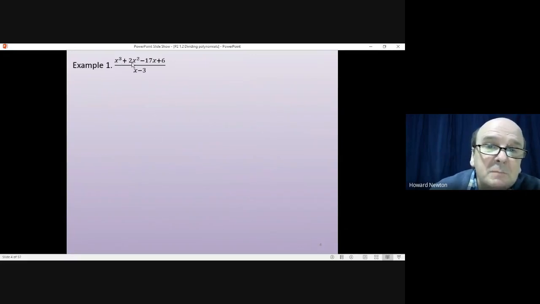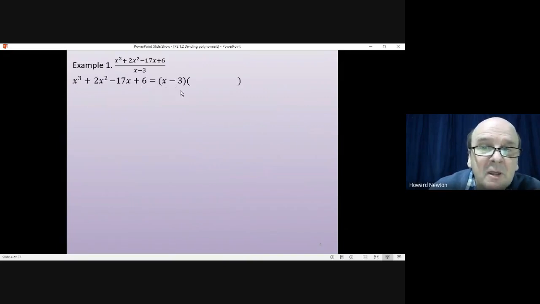So if you had x cubed plus 2x squared minus 17x plus 6 divided by x minus 3, then you can write that as the numerator equals the denominator, x minus 3, times something. And you're trying to work out what that something is. The way you do it is you start with the highest power of x. So x cubed is the highest power. That's what we want to get, and you ask yourself how you'll get it. We've got x in this bracket, times something in this bracket has to give us x cubed. Well, x times x squared will give us x cubed.